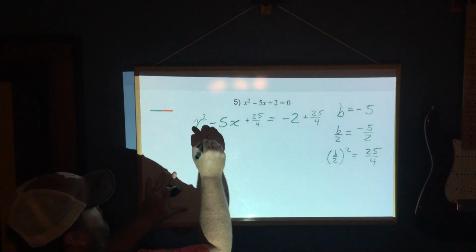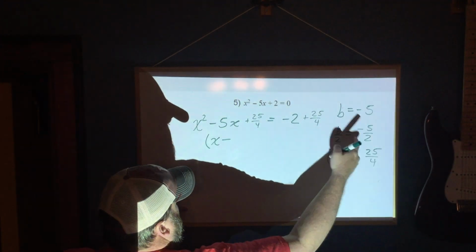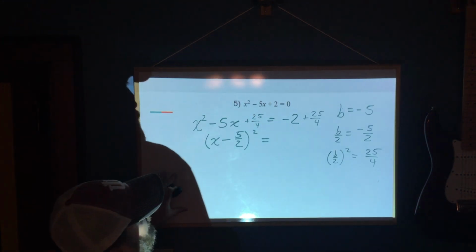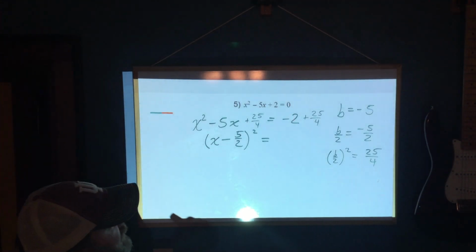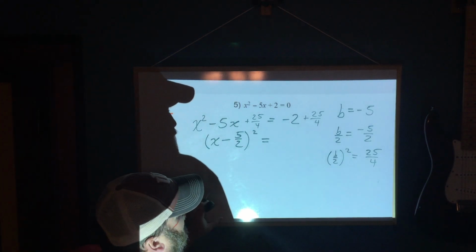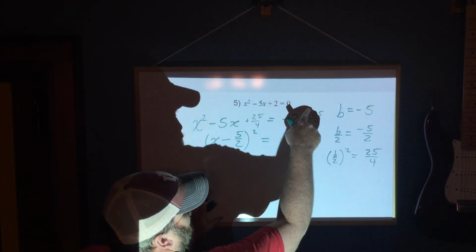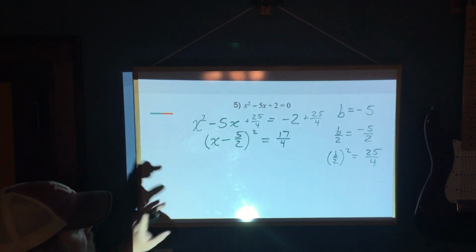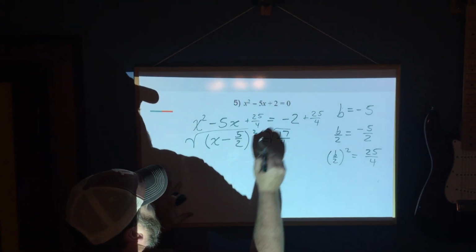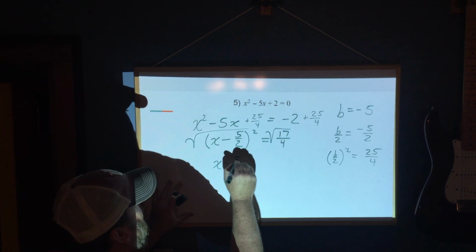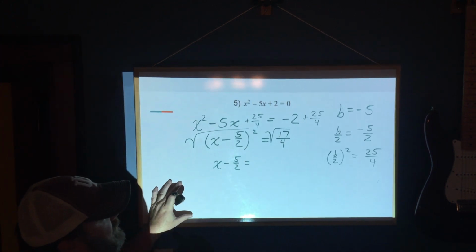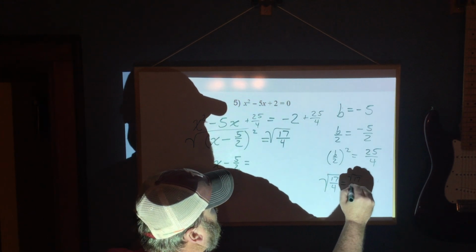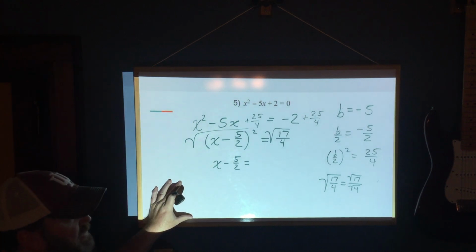This will factor into x minus, and this is still that, 5 halves squared. Negative 2 as fourths would be negative 8 fourths. Negative 8 plus 25, so this would be 17 fourths. Take the square root of both sides. This is just x minus 5 halves. Okay, remember, you take the square root of a fraction, you can break that into the square root of the numerator over the square root of the denominator.